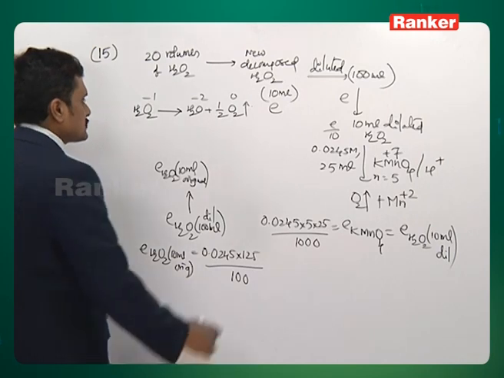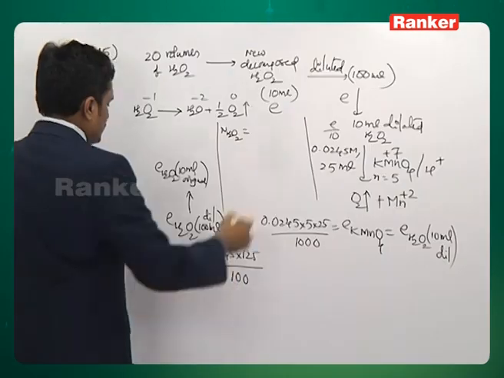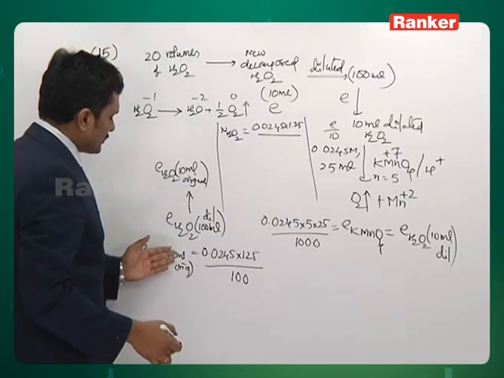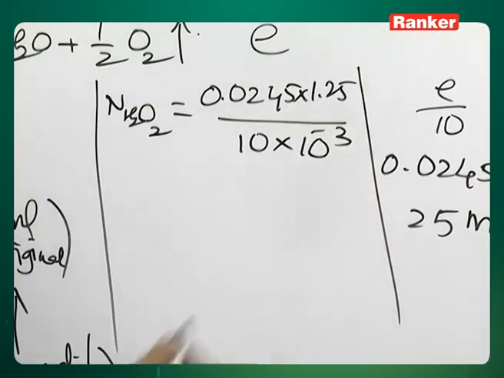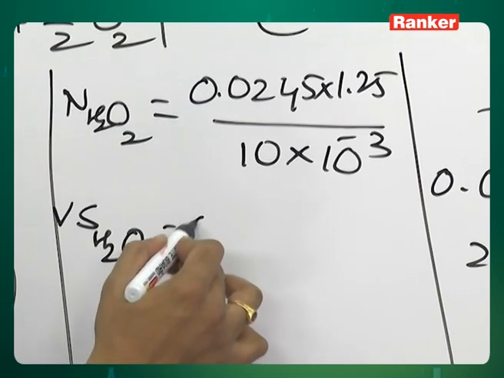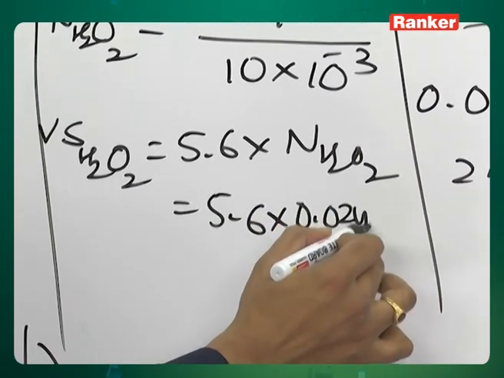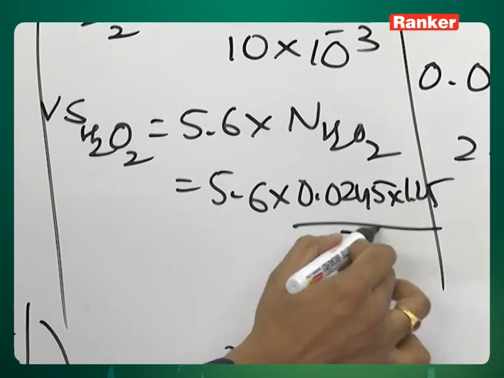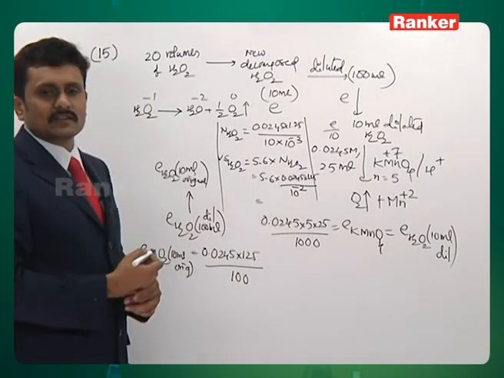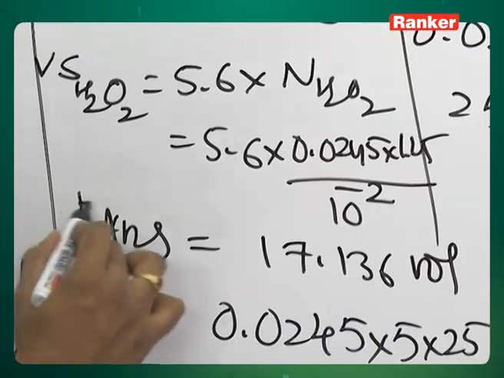Now after getting the gram equivalents of H2O2 in the original solution, you will find the normality of H2O2 equal to gram equivalents of H2O2 divided by volume of the solution in liter. When you divide the gram equivalents with the volume, you get the normality, and you know finally that the volume strength of H2O2 solution is 5.6 times the normality of H2O2. Hence when I multiply that entire value with 5.6, I am going to get my answer. I mean to say the volume strength of H2O2 finally is obtained as 17.136 volumes. You can see here it has decreased, and the answer for this question is 17.136 volumes.